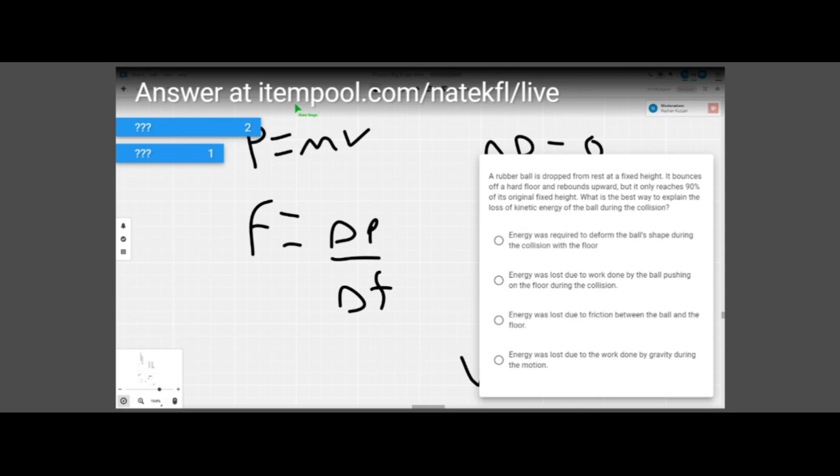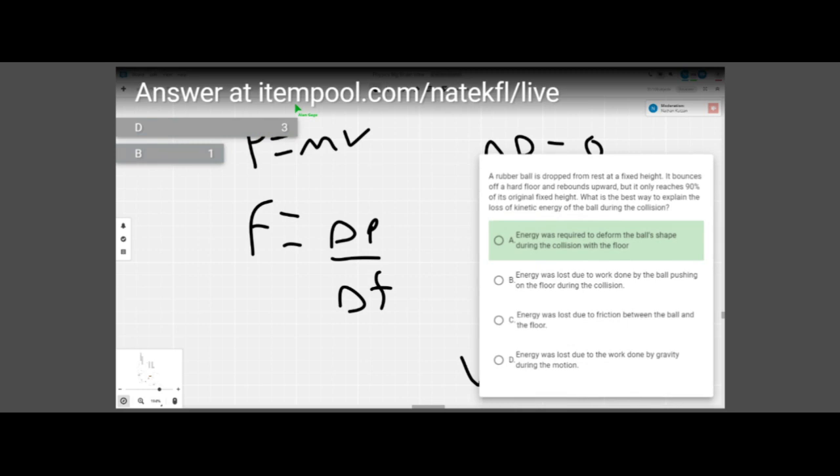All right, just a minute or two left. What's the potential energy formula? Mass times gravity times change in height. Okay. All right, let's take a look.